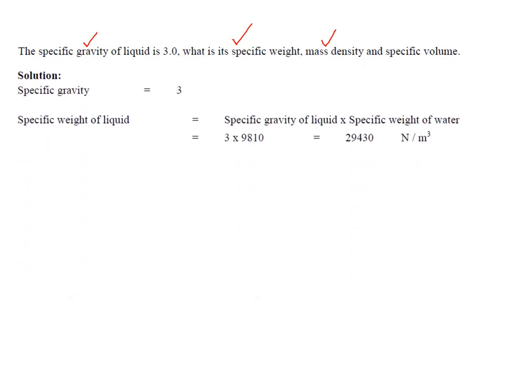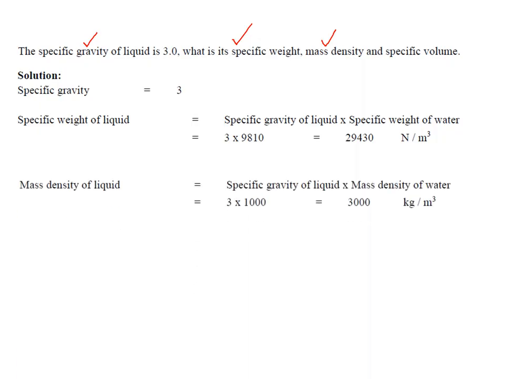So specific weight of any liquid is specific gravity of that liquid into specific weight of water. Here 3 is the specific gravity, so 3 into 9810 gives 29430 Newton per meter cube. Mass density is again specific gravity of the liquid into mass density of water, so 3 into 1000 is 3000 kg per meter cube. Specific volume, you know, is 1 by specific weight, which is 1 by 29430 meter cube per newton. That comes to 3.398 into 10 raised to minus 5 meter cube per newton.